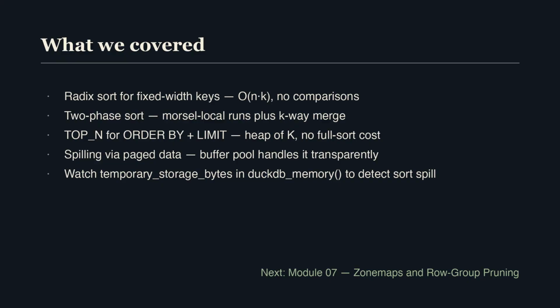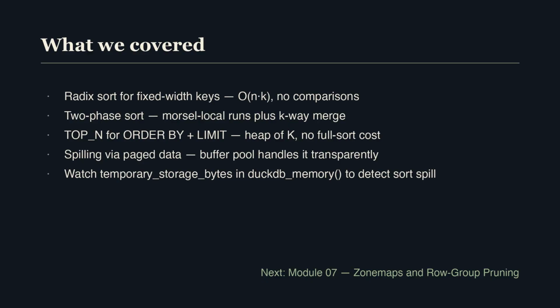Let's recap. Radix sort, 8 passes, O of n times k, no comparisons, only works for fixed width keys like int64. For varchar, DuckDB falls back to comparison-based sort. Two-phase sort, each thread builds local sorted runs, then a k-way merge combines them. The buffer pool handles spill transparently. The sort operator never calls spill directly.